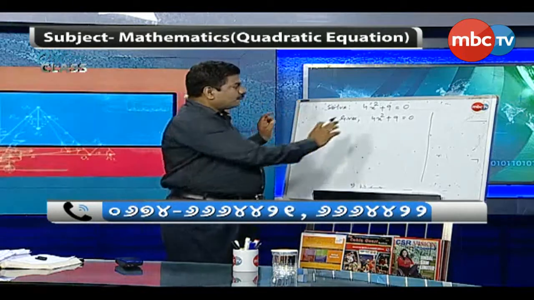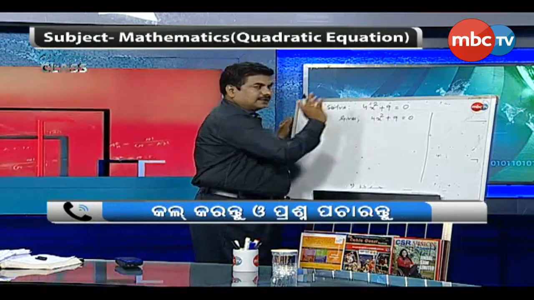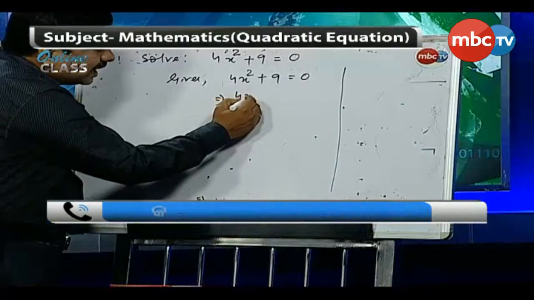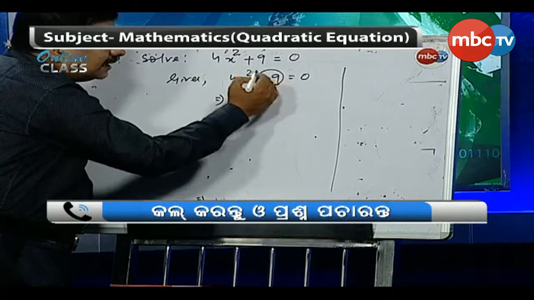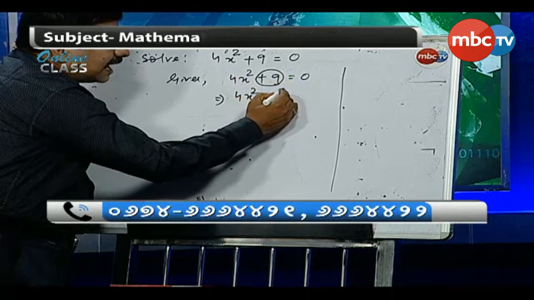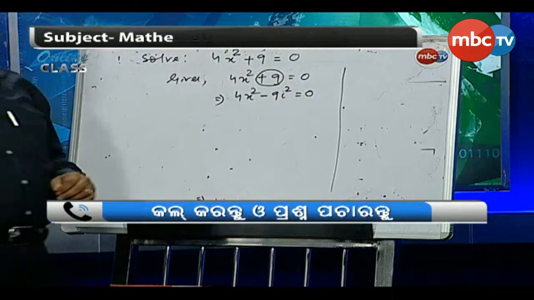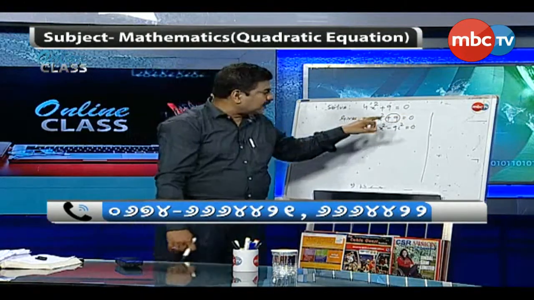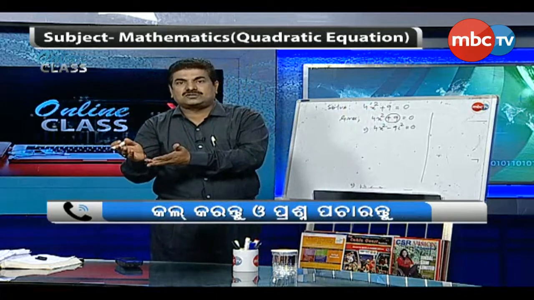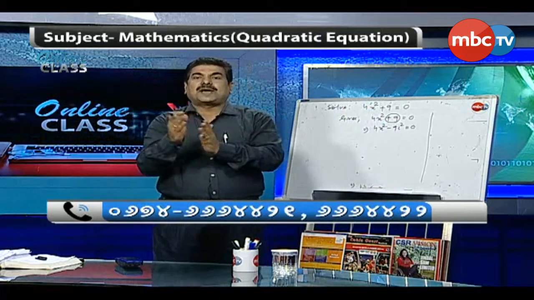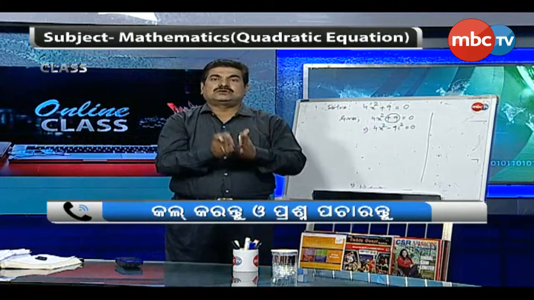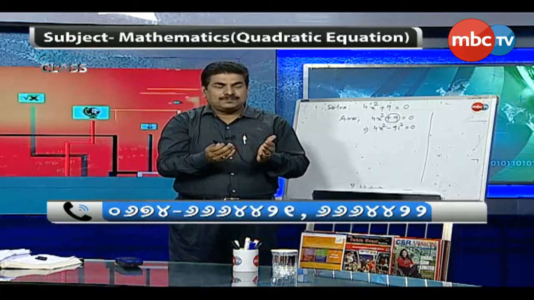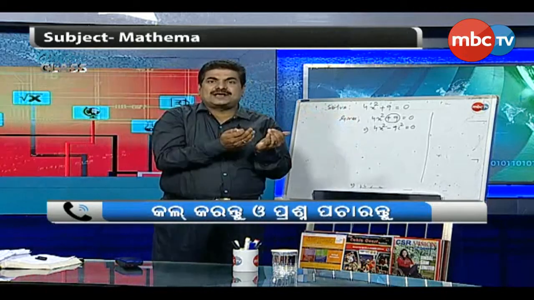You see, 4x square plus 9 is equal to 0. Instead of plus 9 we can write this as 9i square. If you write 4x square equal to minus 9, then x square is equal to minus 9 by 4, then x is equal to plus or minus square root of minus 9 by 4, it creates a problem. So you solve like this, like the factorization method.